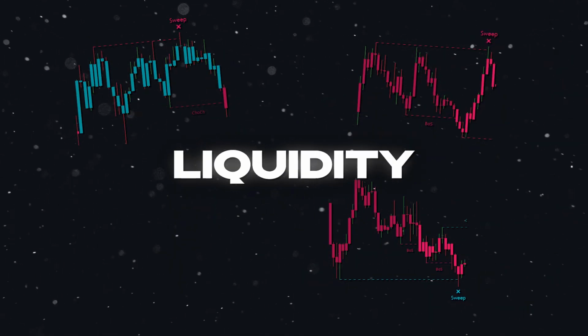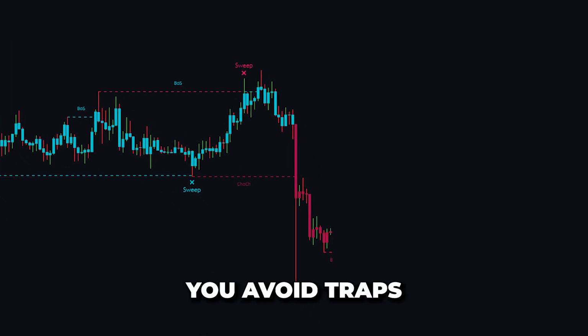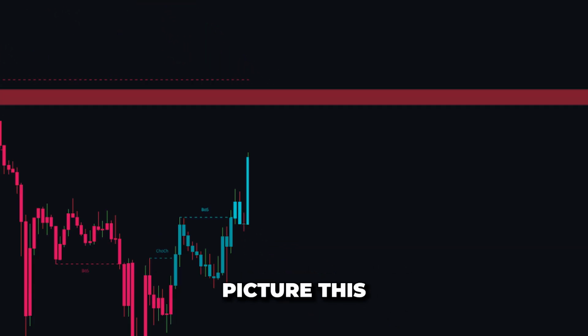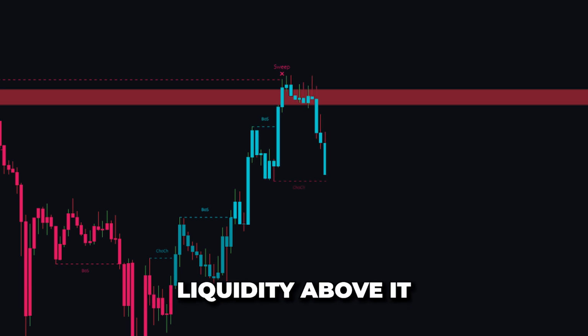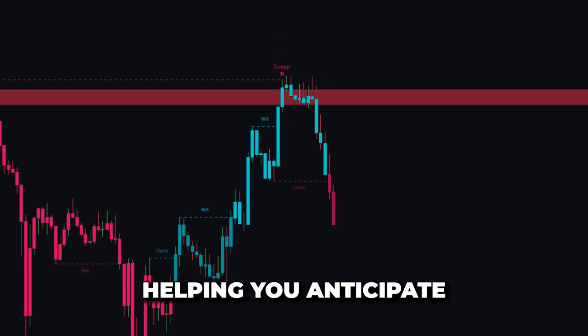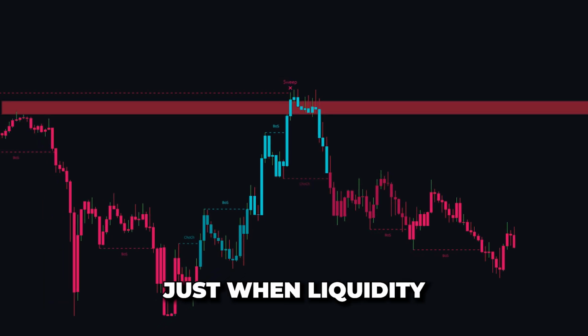Liquidity is a critical concept in price action trading, and liquidity sweeps can help you avoid traps set by bigger players. For example, picture this. Price approaches a key resistance level, sweeps liquidity above it, and then sharply reverses. The toolkit marks these sweeps, helping you anticipate false breakouts and allowing you to enter at the right time, just when liquidity has been grabbed.